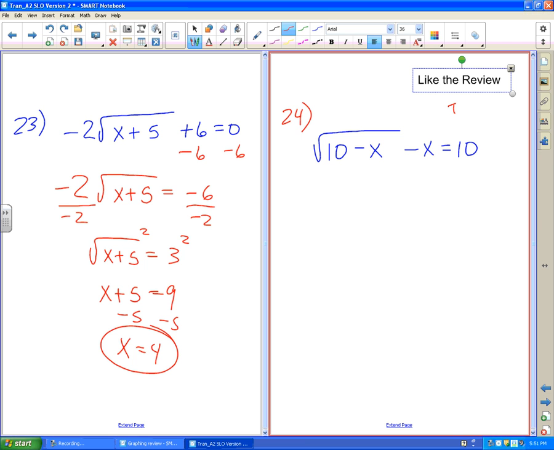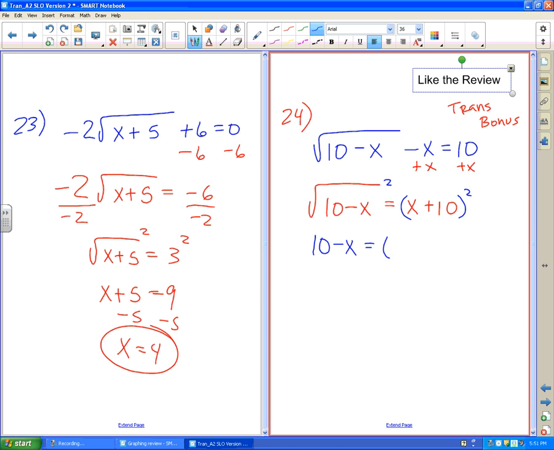I think this is a transitions bonus, but it's one we should be able to do. So again, I'm going to solve for the square root. So I add x in a sense. So we get x plus 10. Then I got to square both sides. So I'm going to square this whole side.